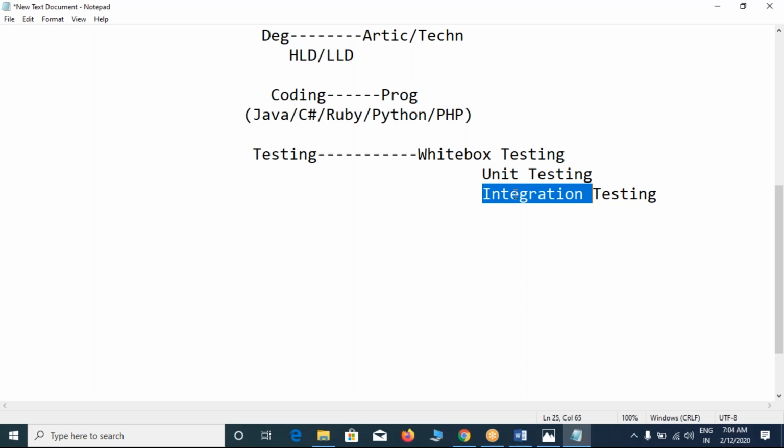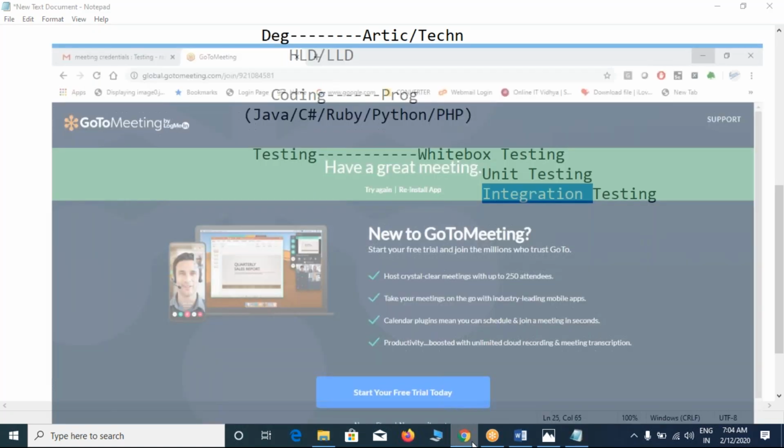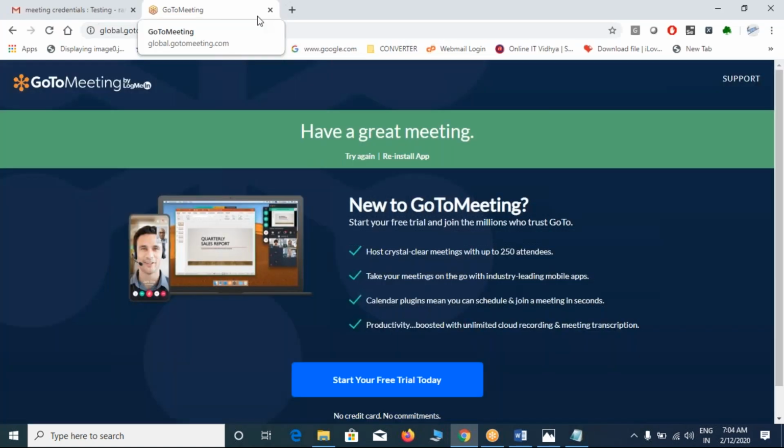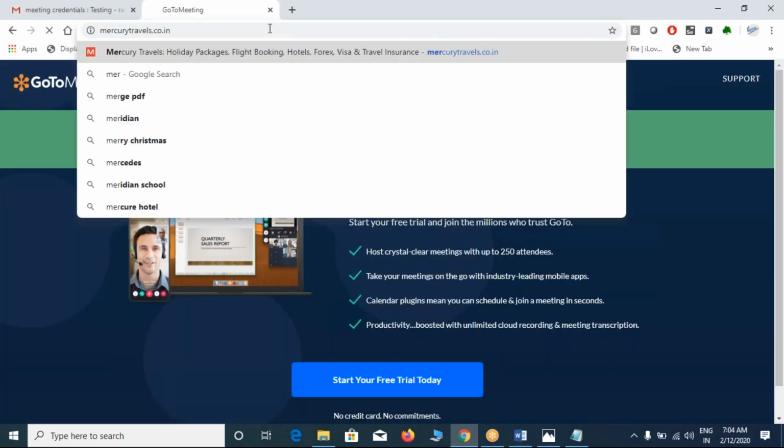Once again, each and every part of the code working or not is called unit testing. Combining all, whether interconnected or integrated or not, is called integration testing. I will show you practically what is unit testing and what is integration testing. Here, let me open one small application. See, this is one travel application, Mercury Travels.